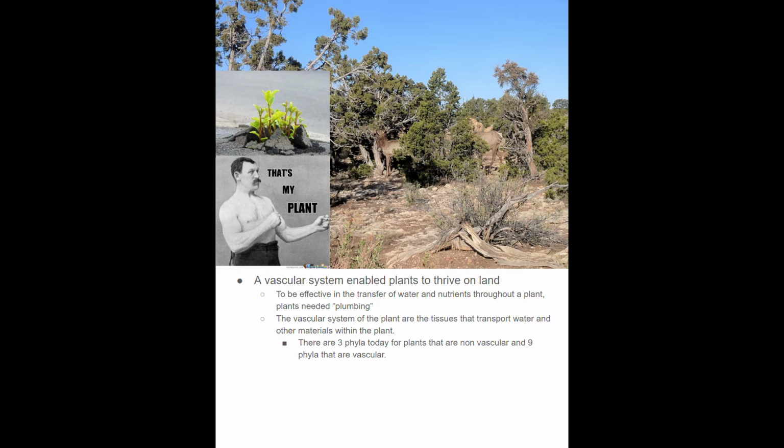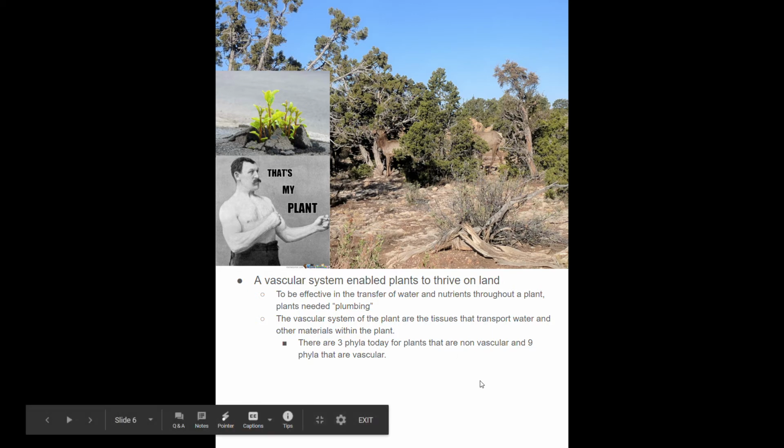The vascular system of the plant are tissues that transport water and other materials within the plant. And so that vascular system that the plant has is xylem and phloem. We'll talk about that in a little bit. I'm getting ahead of myself. I apologize. There are 3 phyla today for plants that are non-vascular and 9 phyla that are vascular. So it's very clear that the vascular plants are doing much better and are more prolific than the non-vascular plants. They're pretty tough.